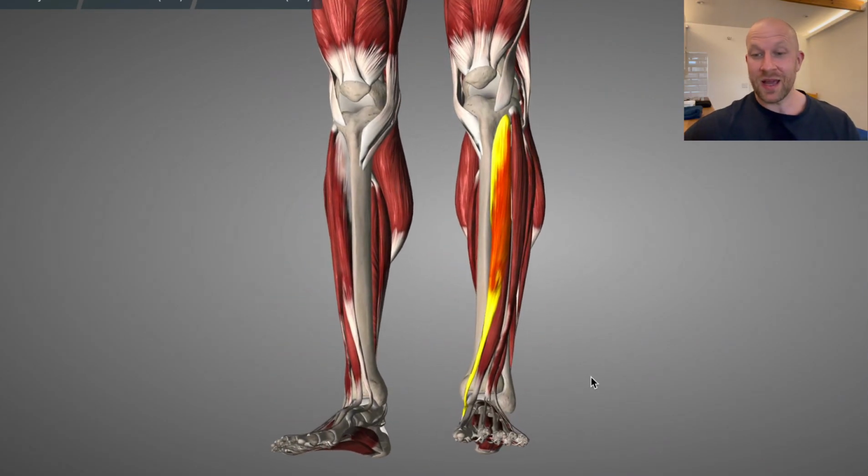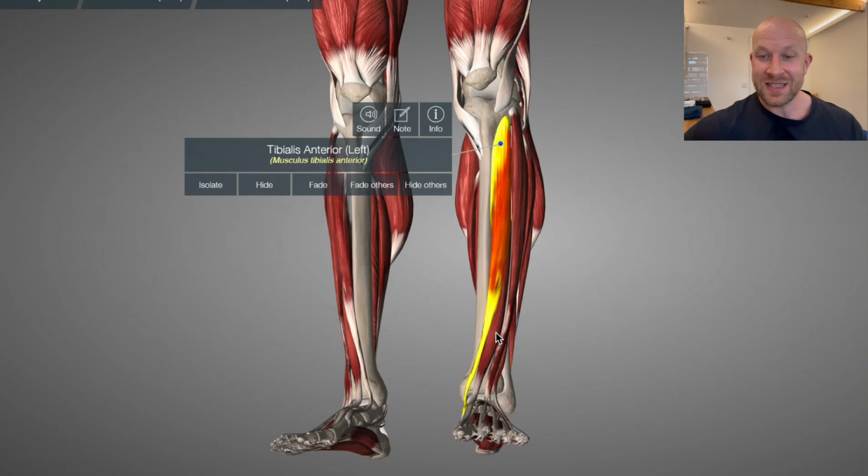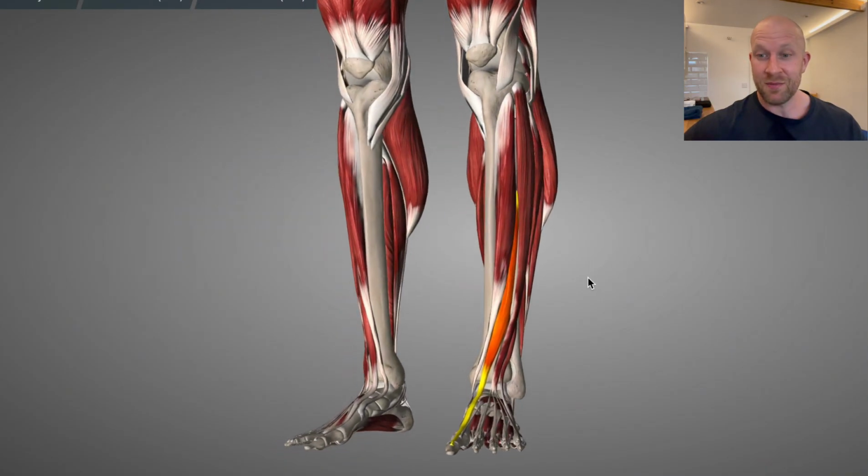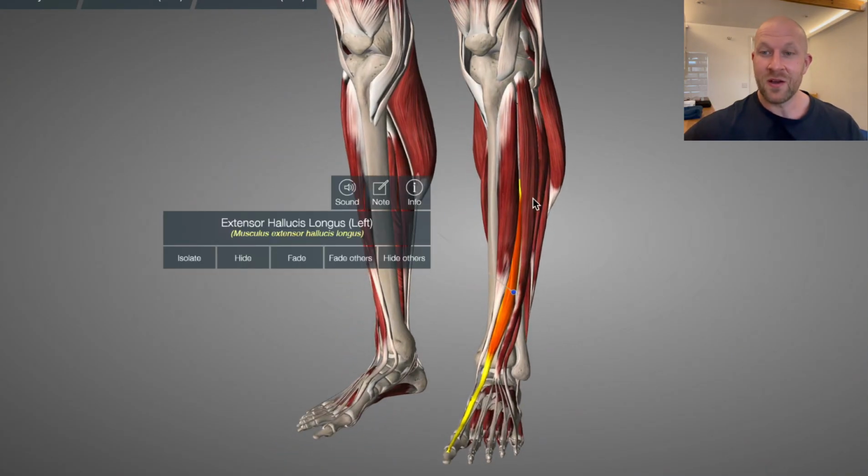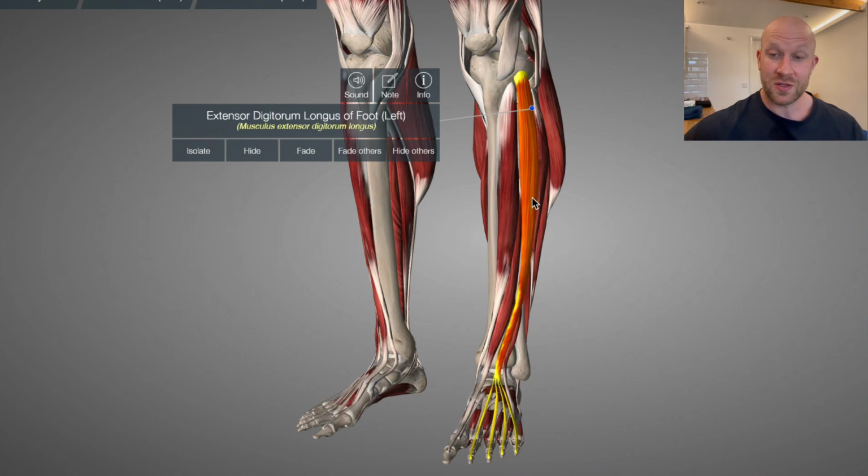Other muscles around the anterior aspect, we've got extensor hallucis longus, clues in the name, extends the hallux or big toe, and then extensor digitorum longus. Again, a much bigger muscle belly than you might imagine. Tibialis anterior doesn't make up the bulk of the musculature at the front of the shin. We've also got at least one half of that being covered with extensor digitorum longus.